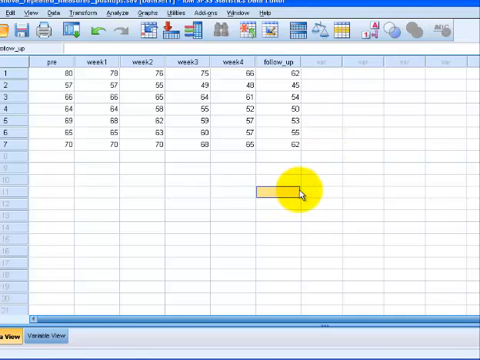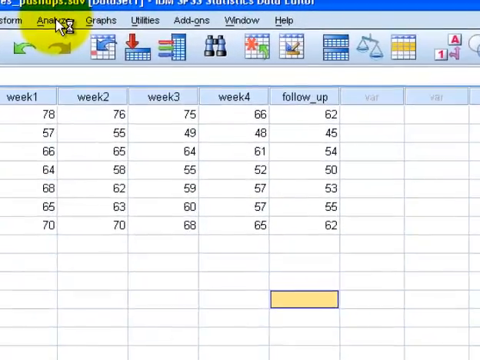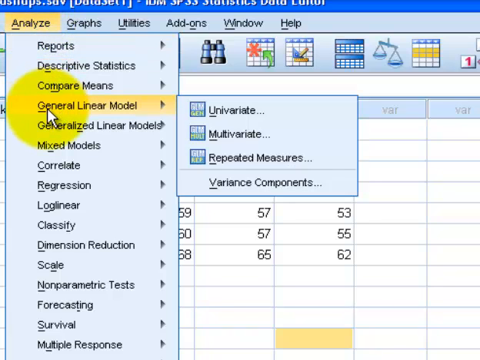Here is a within group ANOVA, also called repeated measures. I put all the data in already. Remember, with a repeated measures ANOVA, each measurement is its own variable. That's probably the best way to put it. And they're all scales. So we're going to go to Analyze, General Linear Model, Repeated Measures.